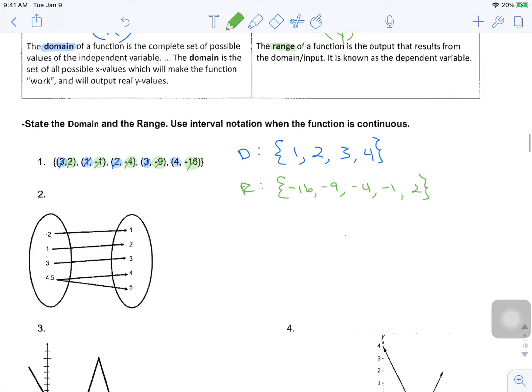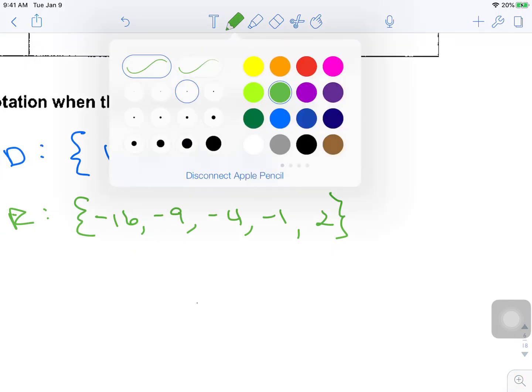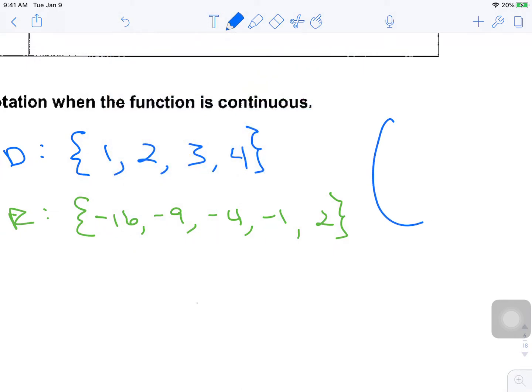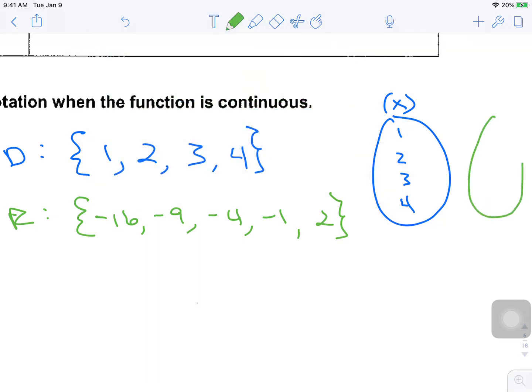Now, remember, Mrs. Punzel talked about mapping. If I wanted to map this information, I would list all of my numbers in one circle to represent my x's or my domain. That would be 1, 2, 3, and 4. And then do the same thing for all of my range values or my y values. That is negative 16, negative 9, negative 4, negative 1, and 2.